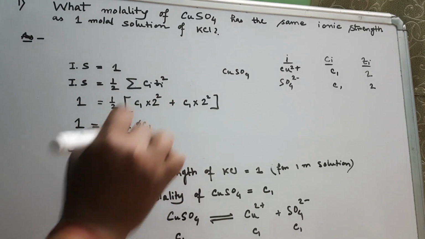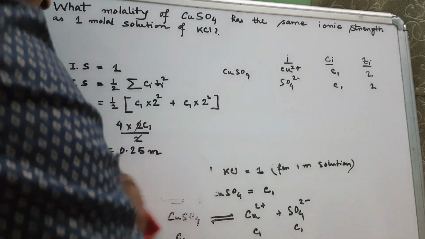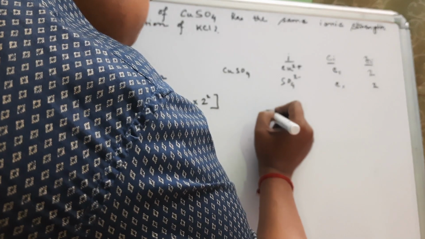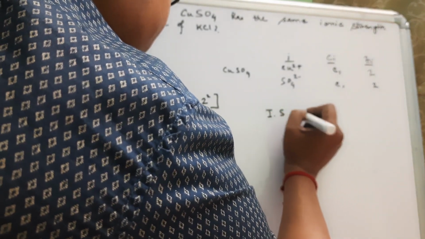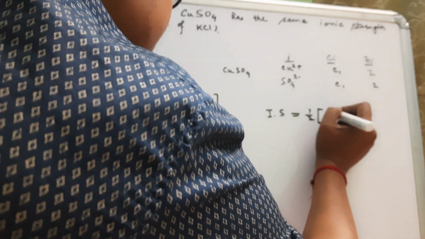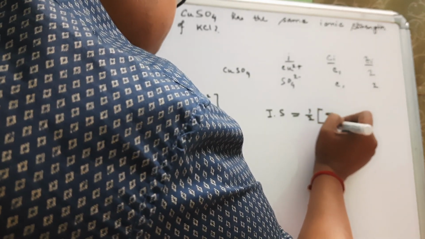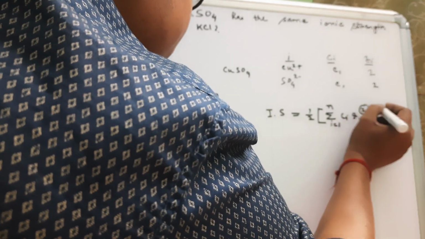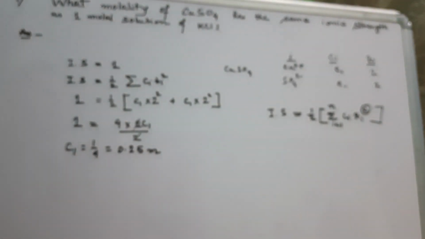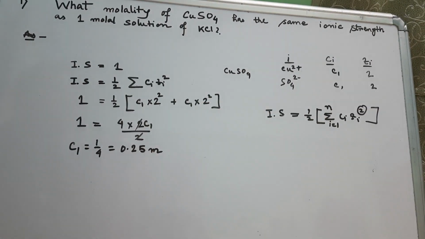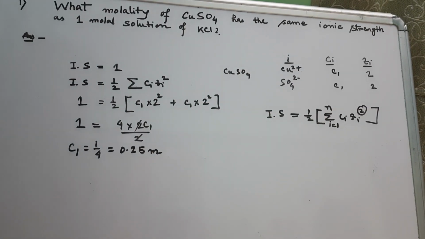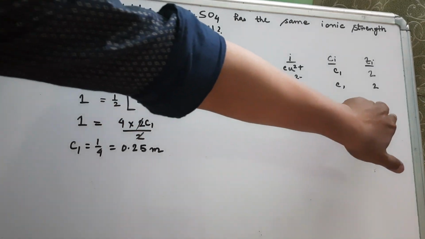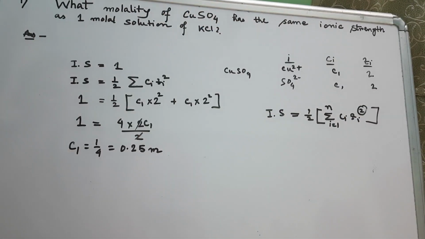One thing I must say: at first I wrote the formula of ionic strength as half the sum over i equals 1 to n of Ci Zi square, but I omitted the square term the first time. So please do the rectification. The formula of ionic strength is half Ci Zi square. I missed the square term.